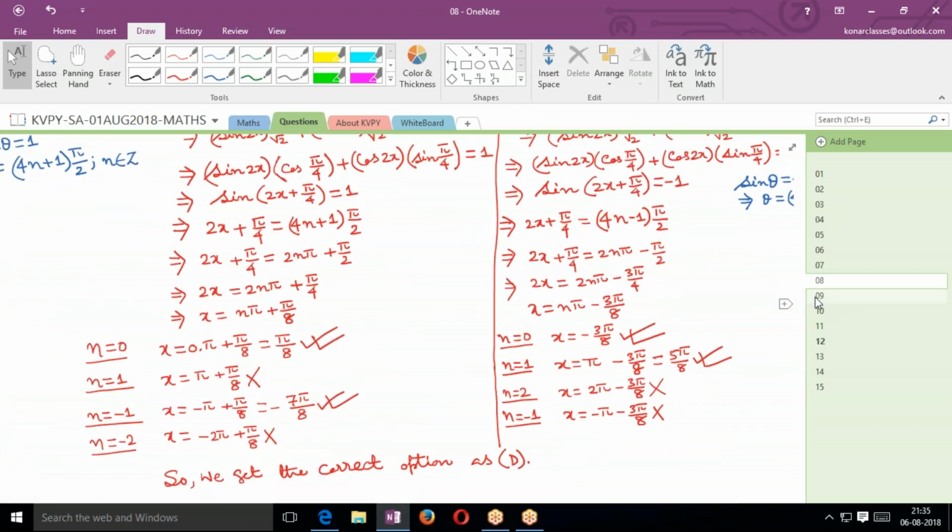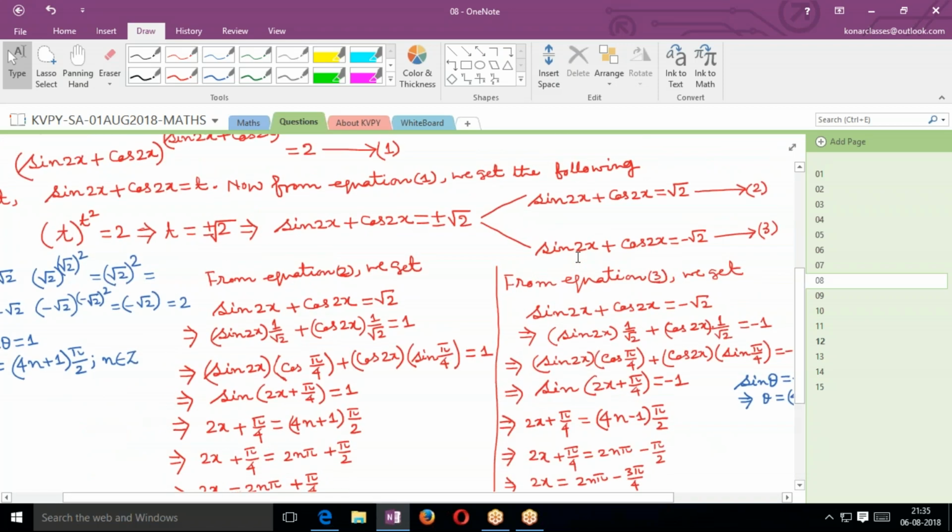Okay, now let's proceed. Sir, may I know the general solution for cos x equals 1? Cos x equal to 1 has a general solution 2n pi.